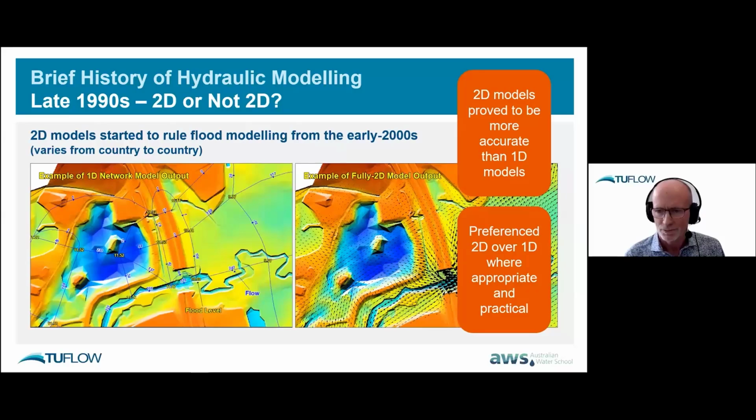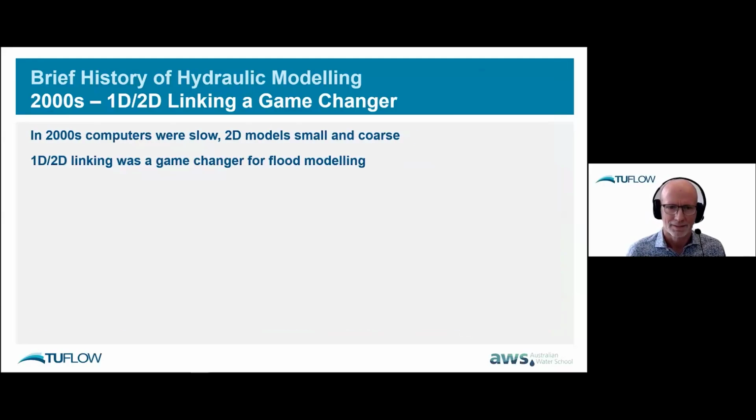But computers were still pretty slow, and so being practical meant you could only make small 2D models, so you had to be pretty selective about where and how you made your 2D models. And that was always a challenge until we got 1D 2D linking into the flood game. Once again, this started with coastal modeling here in Australia in the early 90s. But as we moved into the flood world, 1D 2D linking became an absolute game changer.